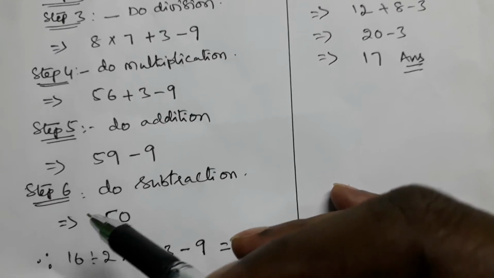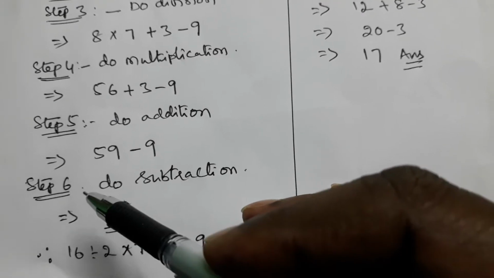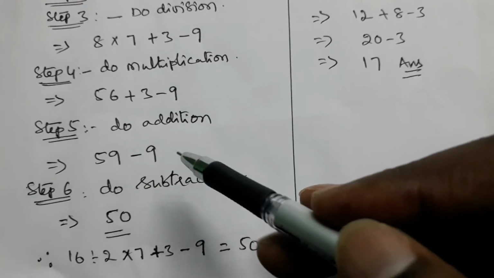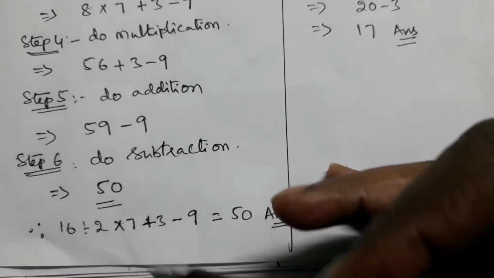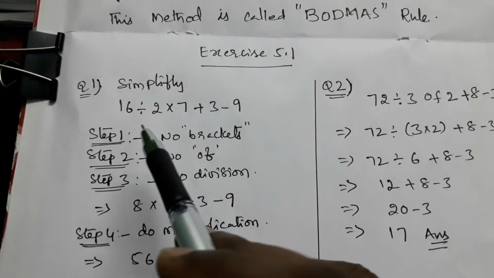Now the last step, after doing addition, is step number 6, subtraction. So 59 minus 9 is equal to 50. So this is the result of the given expression.